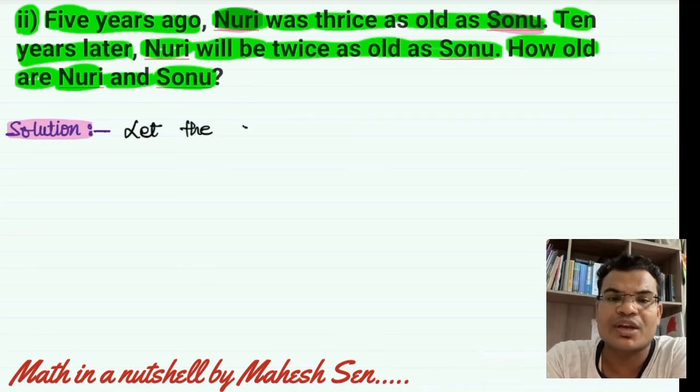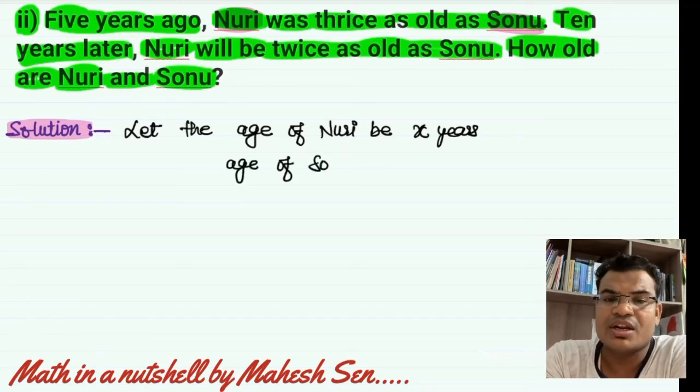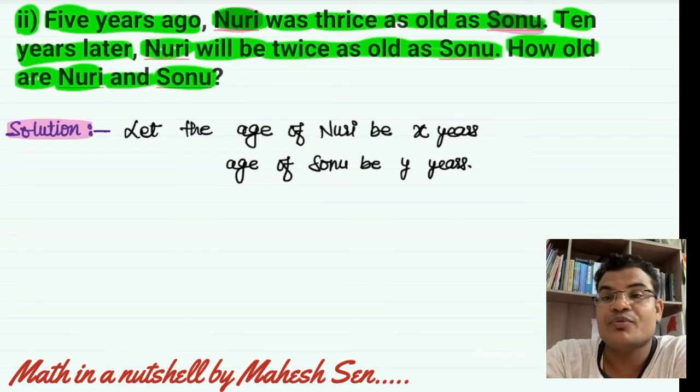So the present ages of Sonu and Nuri will be x and y. Because we are using the word Nuri first and Nuri is older, you can take x as Nuri's age. So let the age of Nuri be x years. I'll request you, when you are writing the question in the descriptive manner, you have to write the unit also. So age of Nuri will be x years and age of Sonu will be y years. So these are the two variables.